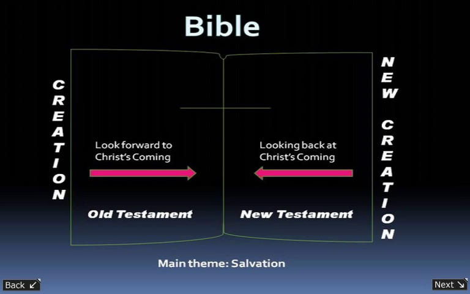The central theme of the whole Bible is salvation. The Bible starts out with creation of the world. The Bible ends in the New Testament with a new creation of a new heavens and new earth. The Old Testament looks forward to the coming of Christ. The New Testament looks back at the coming of Christ. And the main theme is salvation. There are 39 books in the Old Testament and 27 in the New Testament.